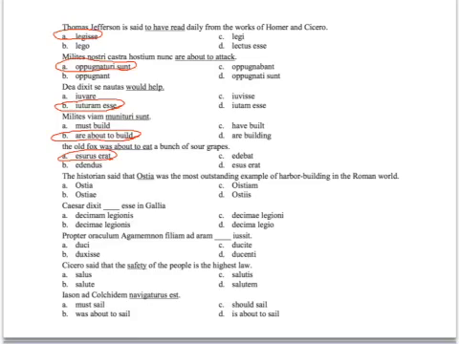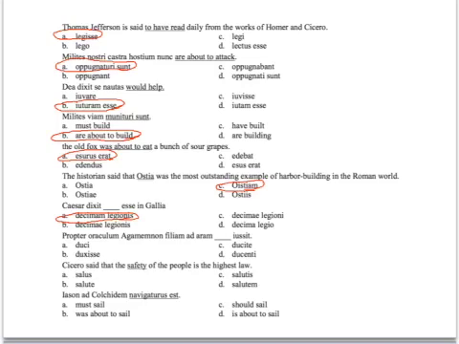The historian said that Ostia was the most outstanding, and so this is the subject of an indirect statement, and so this would be in the accusative. Again, down here, this is the subject of an indirect statement, and so this would be in the accusative. The 10th legion was in Gaul, so I'm looking for the accusative there.